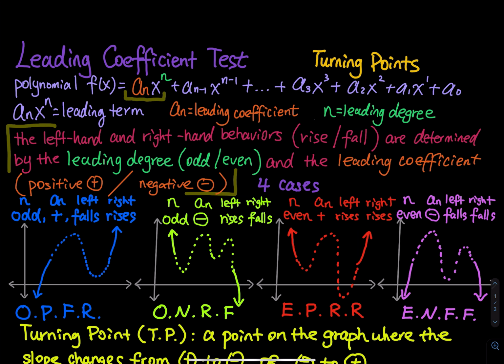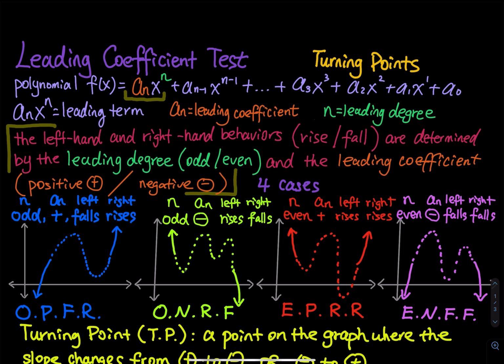The blue case is when the leading degree is odd, and the leading coefficient a_n is positive. The graph falls to the left and rises to the right. So let's check out this graph, falls to the left and rises to the right. What about the dot dot dot in the middle? We do not know what is in the middle because the leading coefficient test helps you to determine the left and right hand behavior only. We cannot determine what is in the middle.